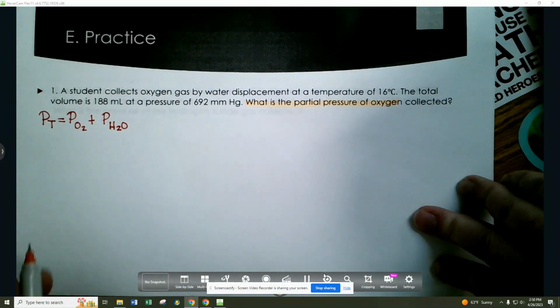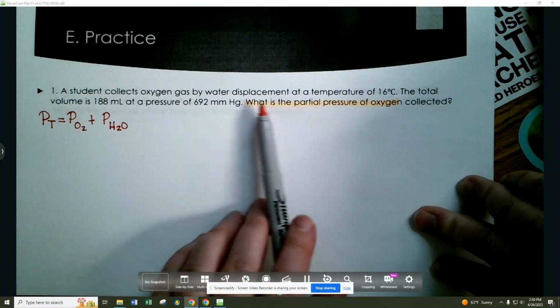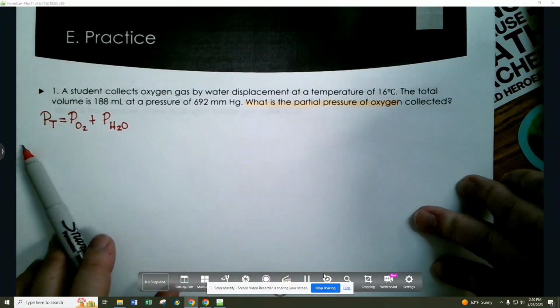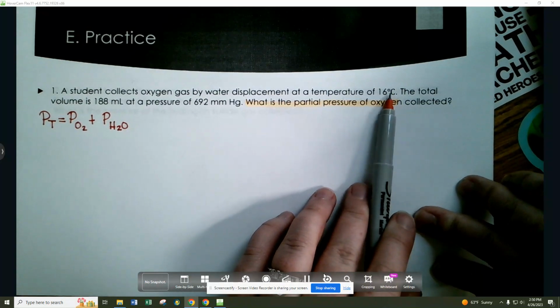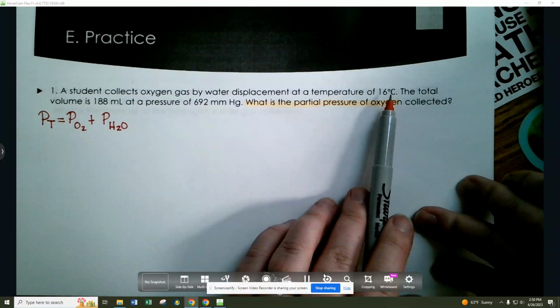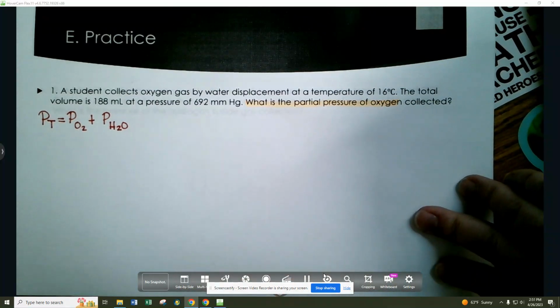So here it tells us that it was collected again by water displacement, and it says 16 degrees Celsius. Well, you're looking at this equation and going, this is information I don't need to know. But actually, this is an important thing to notice. What controls how much that water wants to go from the liquid state to water vapor is based on the temperature it's at.